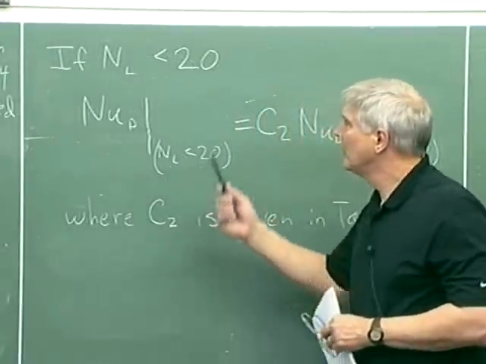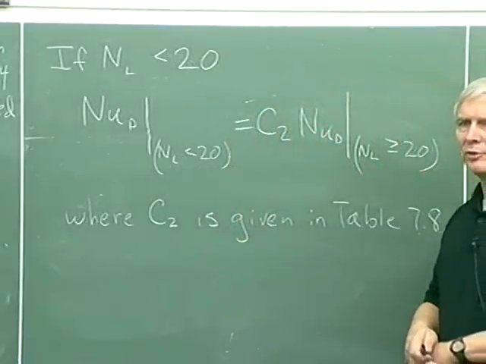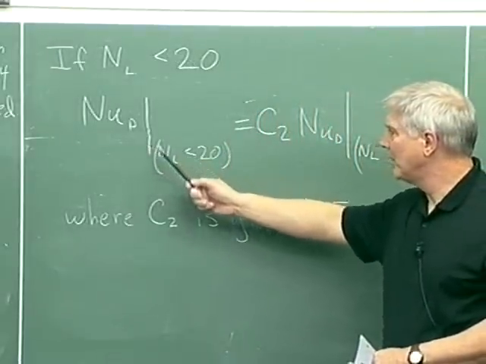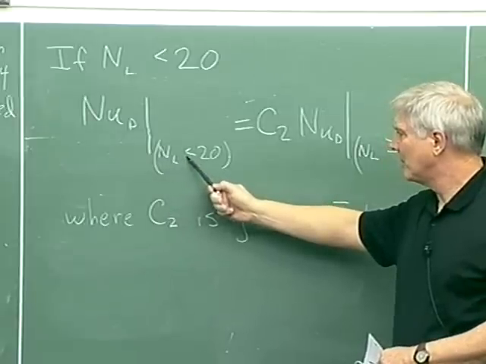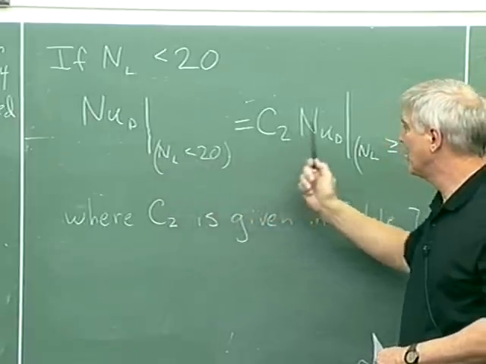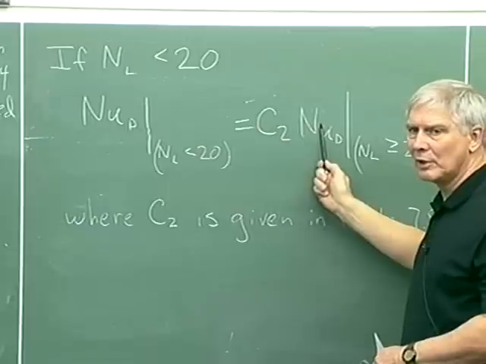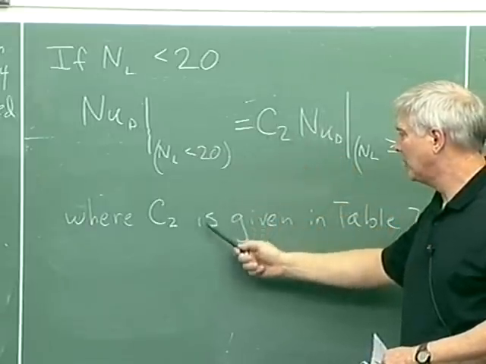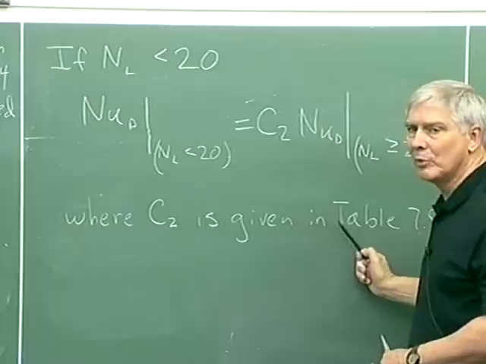Okay, if the number of rows is less than 20, just like before, we can apply a correction factor. The Nusselt number, if the number of rows is less than 20, is equal to the Nusselt number that you calculate for greater than 20 times some correction factor, C2, and C2 is given in table 7.8.